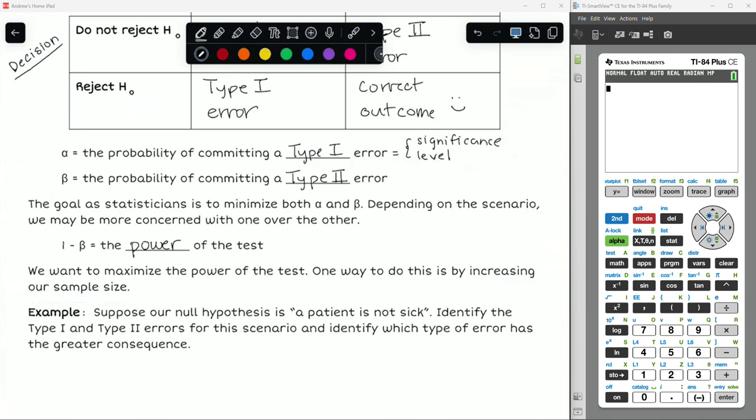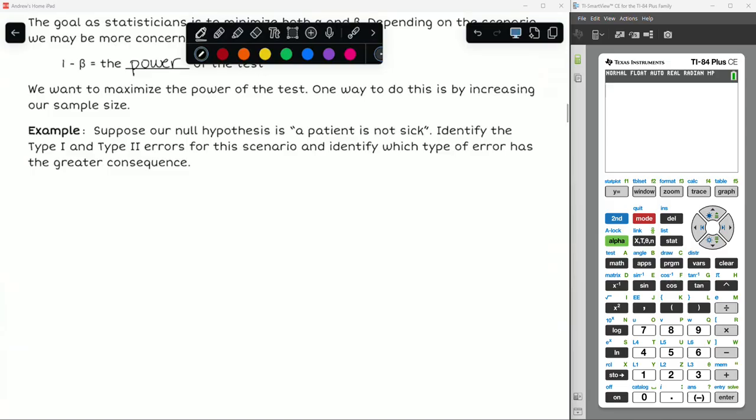So we're going to do an example where we look at a scenario and try to identify these errors. So our example says, suppose our null hypothesis is a patient is not sick. Identify the type 1 and type 2 errors for this scenario and identify which type of error has the greater consequence. So I'm going to jot down what our null is. Null is not sick, which presumably means the alternative is the patient is sick.